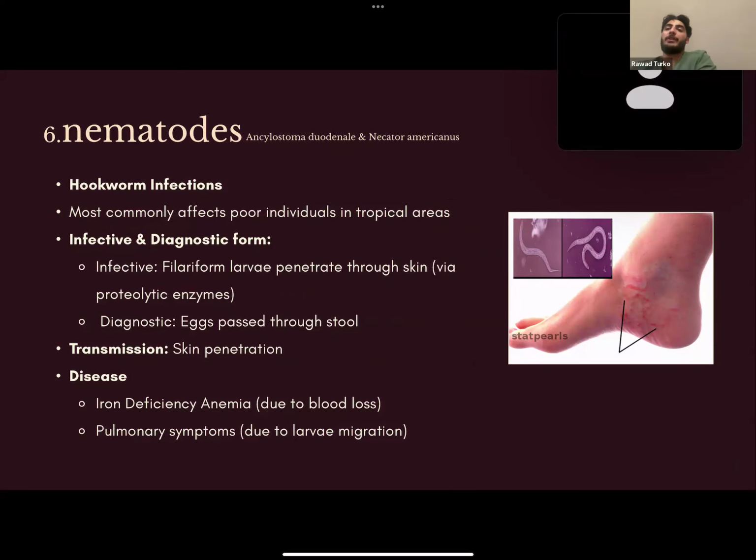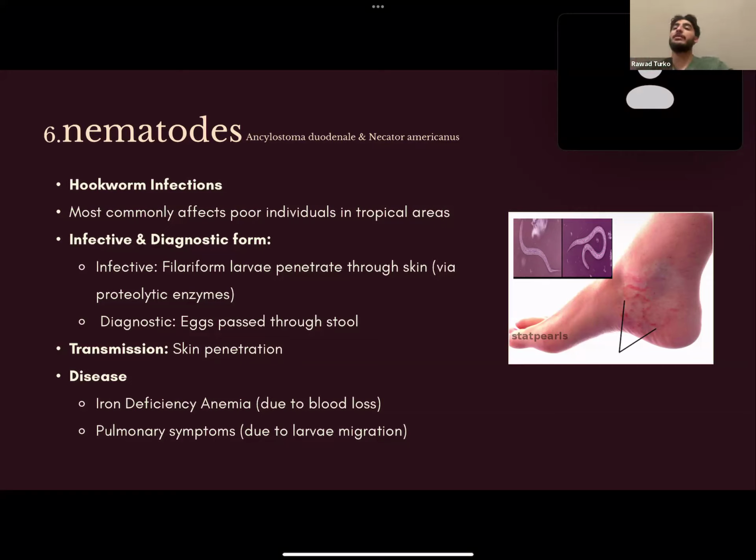Okay, so hookworm infection. 2 specific worms for this, Ancylostoma duodenale and Necator americanus. So these are both hookworm infections. They most commonly affect poor individuals in tropical areas. Why do they affect poor individuals in tropical areas? What is it about poor individuals specifically? Feet and barefoot, exactly. So poor individuals in tropical areas, usually they walk around barefoot. They can't afford shoes. And these hookworms, basically, they're most commonly transmitted through the feet.